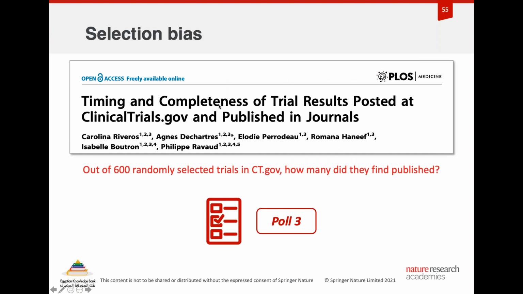It's called Timing and Completeness of Trial Results Posted at clinicaltrials.gov, which is the largest clinical trials registry, and Published in Journals. What they did in this study is they randomly selected 600 completed trials from clinicaltrials.gov. And then they went on to try to determine what percentage of those trials actually got published in a journal.